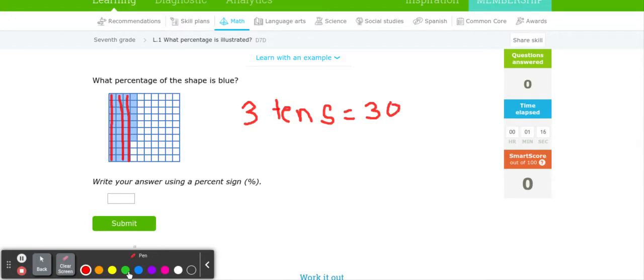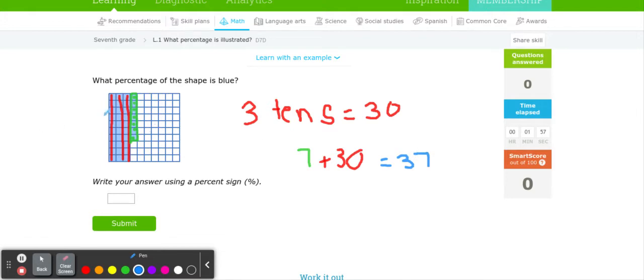And then we have this other line right here that I'll put in green. And this one actually doesn't go all the way down, so we have to count. If we count how many blocks there are, we can say that they're 1, 2, 3, 4, 5, 6, and 7. So we know that there's 7 of the 1 blocks. So in total, we can say that 7 plus 30 from the 3 groups of 10s will equal 37.